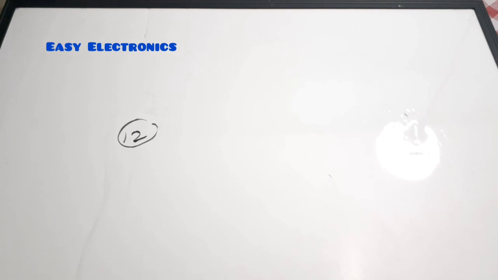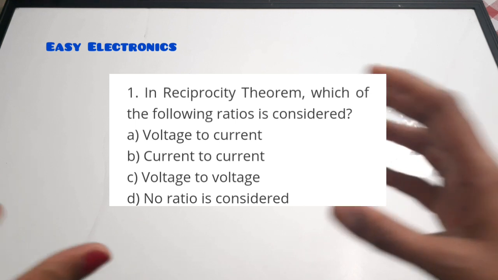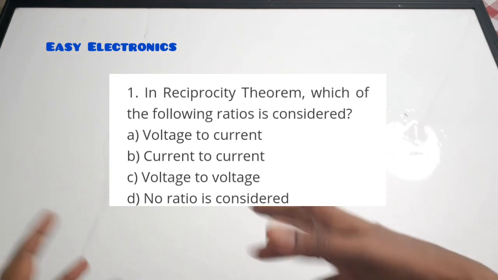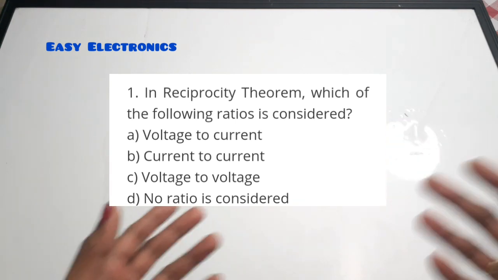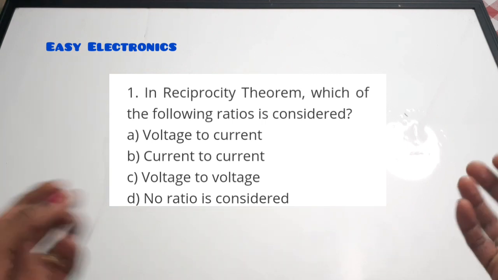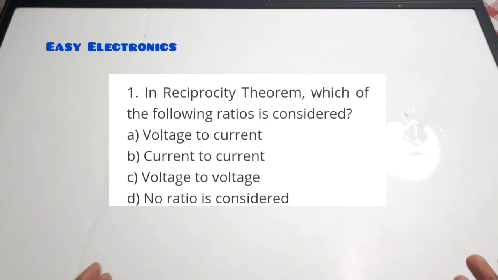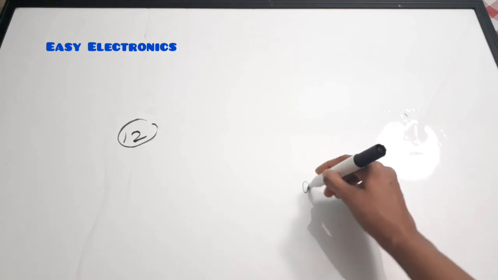Now here the question is, in the reciprocity theorem, which of the following ratios is considered? A, voltage to current; B, current to current; C, voltage to voltage; D, no ratio is considered. The reciprocity theorem is like this: first you place an EMF source in one branch and observe the current in another branch, then you place the EMF in that branch and observe the current in the previous branch. This relation between voltage and current is called the reciprocity theorem, and it takes the ratio of voltage and current, which is option A.